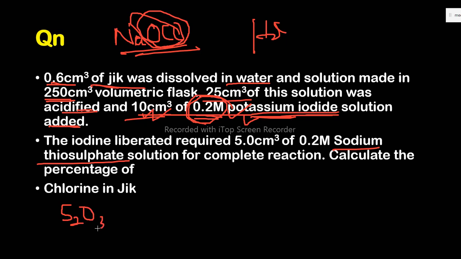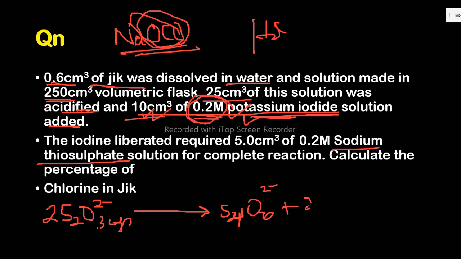S2O3 2 minus aqueous, oxidized. Is it oxidation or reduction? You can calculate the oxidation states. This is S4O6 2 minus. Now if you are to balance, we shall put a 2 here. Yeah, this is oxidation. And then 2 here. So this is the half equation for sodium thiosulfate. So the sodium thiosulfate is going to react with iodine that is liberated.